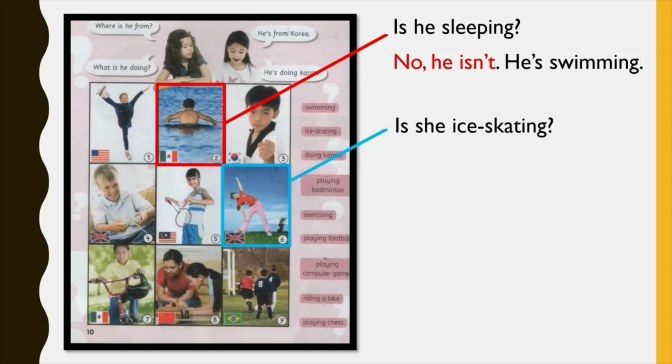Next. Is she ice skating? If we look at the picture, there is not even an ice skating rink. So obviously, we have to deny the statement in the question. It's a no. So no, she isn't. She's exercising. If we look at the picture, she's not even ice skating because there is no ice skating rink. The correct answer should be exercising. So we have to deny first the statement in the question, which is no, she isn't. And then we come out with the correct answer.